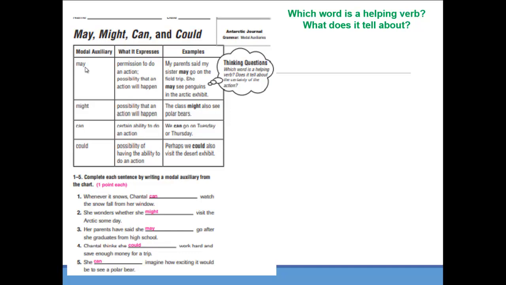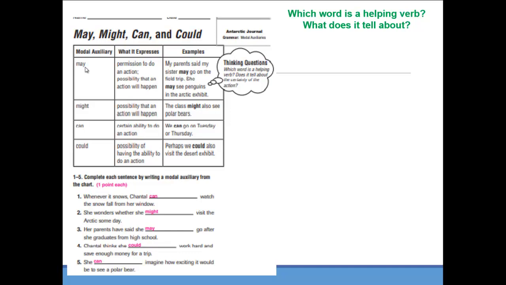Let's read the example. We can go on Tuesday or Thursday. So here the action go. We are able to go on Tuesday or Thursday. There is an ability for this action to happen. The last one, could, shows that there is a possibility of having the ability to do an action. It's possible to be able to do something. For example, perhaps we could also visit the desert exhibit.